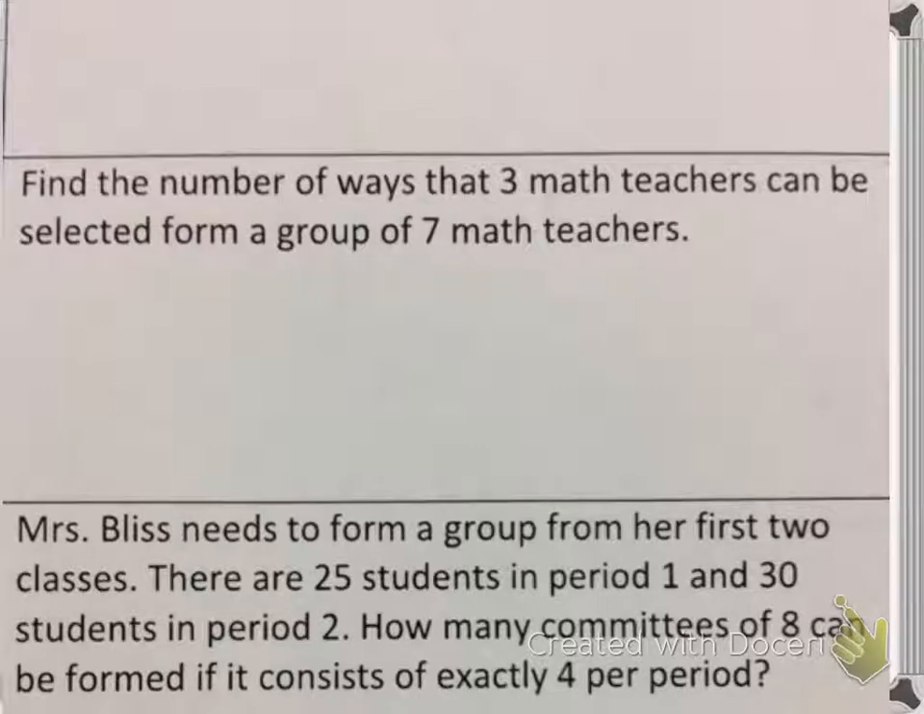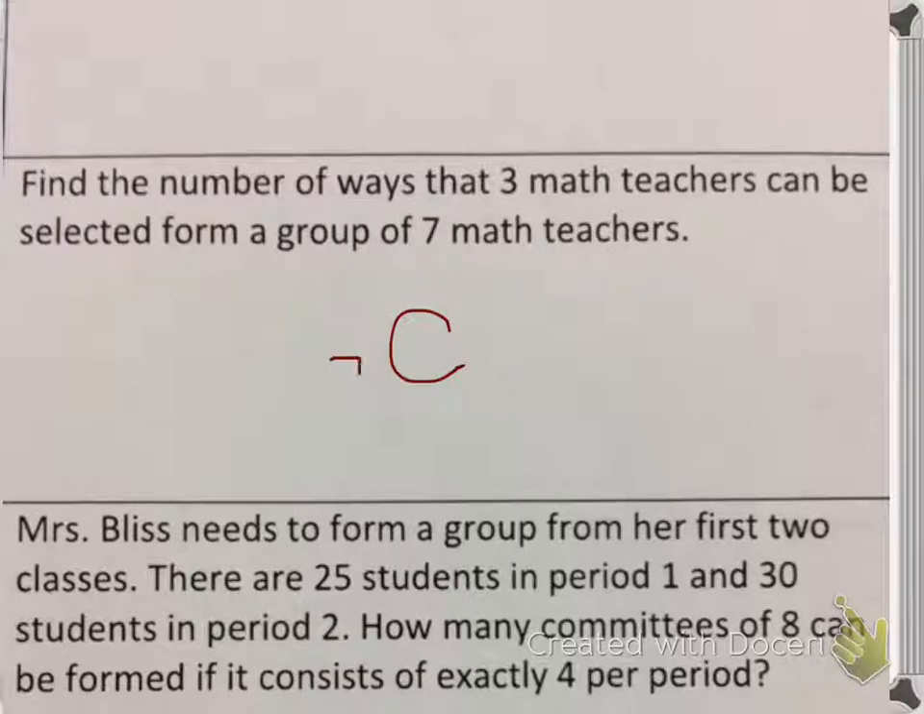So it says find the number of ways that 3 math teachers can be selected from a group of 7 math teachers. Well, it didn't seem to me that order matters because it didn't say that they had special positions or sitting in certain seats or anything. So this is again a combination.